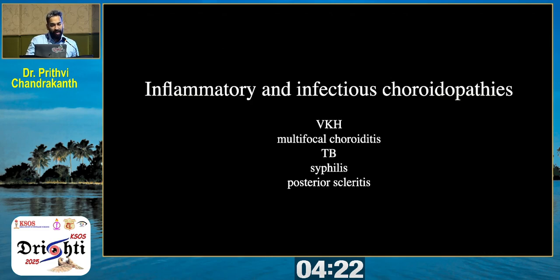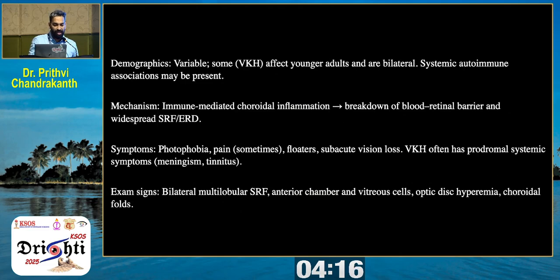Then we have inflammatory and infectious choroidopathies: VKH, multifocal choroiditis, TB, syphilis, posterior scleritis. VKH mostly happens in younger adults and is bilateral, so this is one differential point from CSC. The mechanism is immune-mediated choroidal inflammation and breakdown of the blood retinal barrier, and widespread SRF occurs.